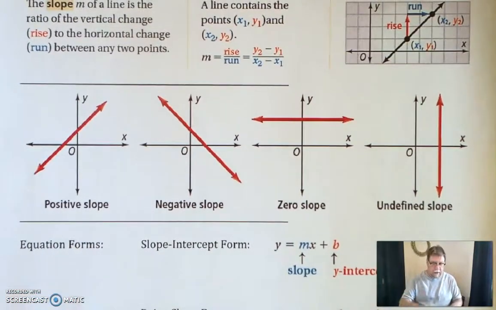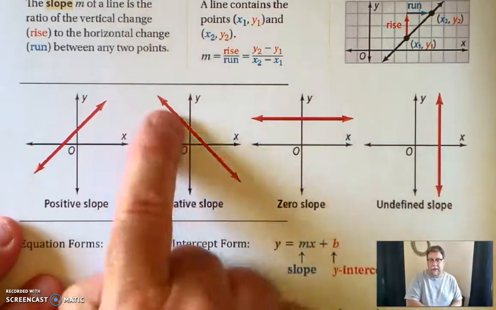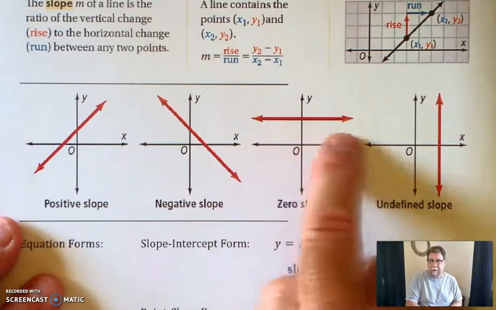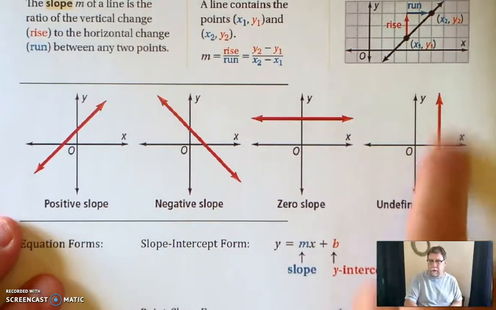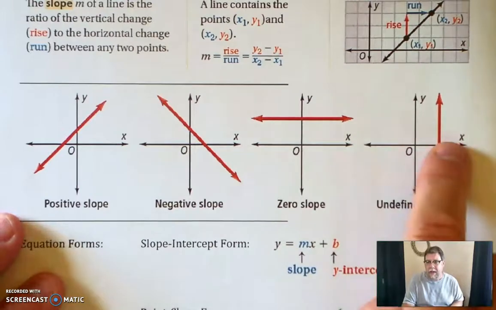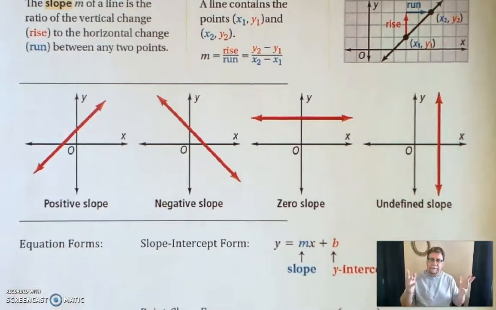If you think about a house, you've got a slant going up, a slant coming down, a flat roof, that's zero, and who the heck would build a roof going up and down like that? So there's no such thing as an undefined slope on a house, okay?